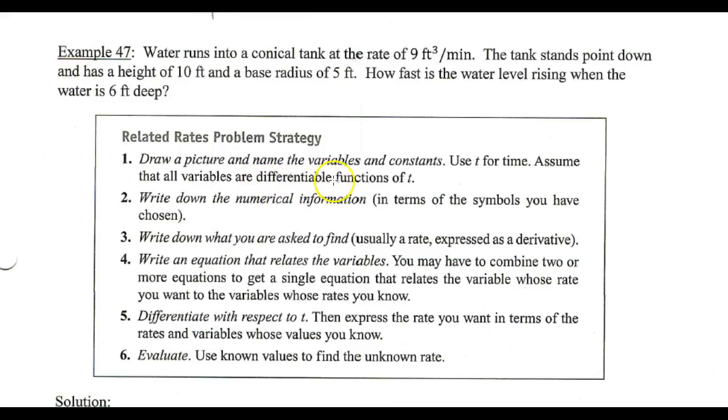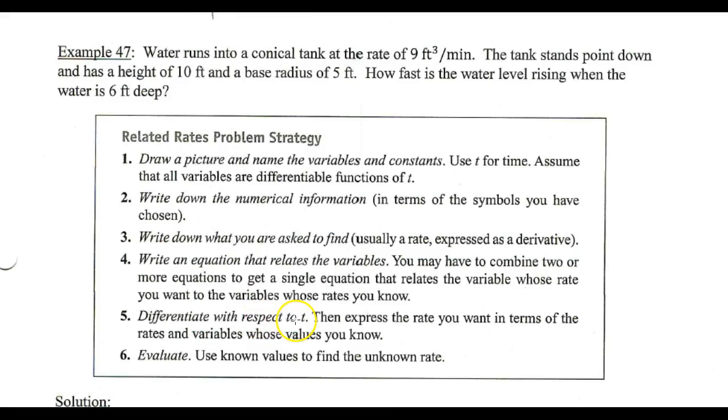Assume that all variables are differentiable functions of t, right? Because as things change, they change with time. Step 2, write down the numerical information in terms of the symbols we have chosen. Step 3, write down what you are asked to find, usually a rate expressed as a derivative. Step 4, write an equation that relates the variables. Sometimes you might have to combine two or more equations to get a single equation that relates the variable whose rate you want to the variables whose rate you know.